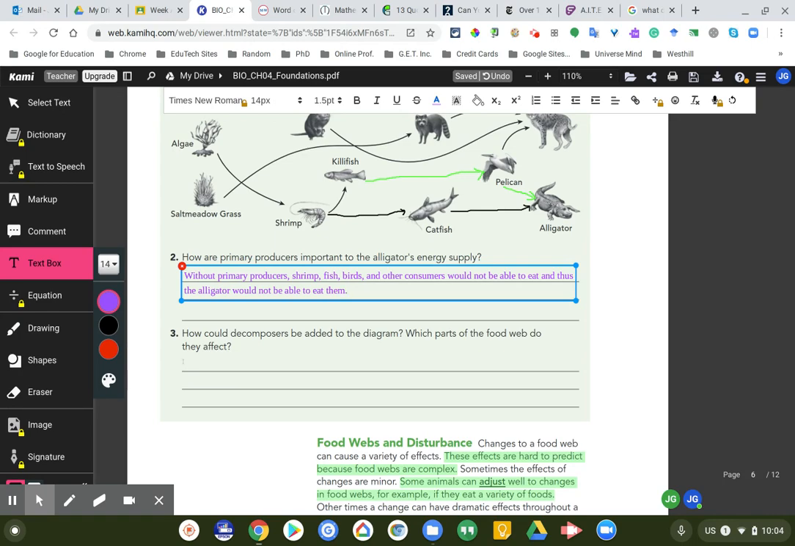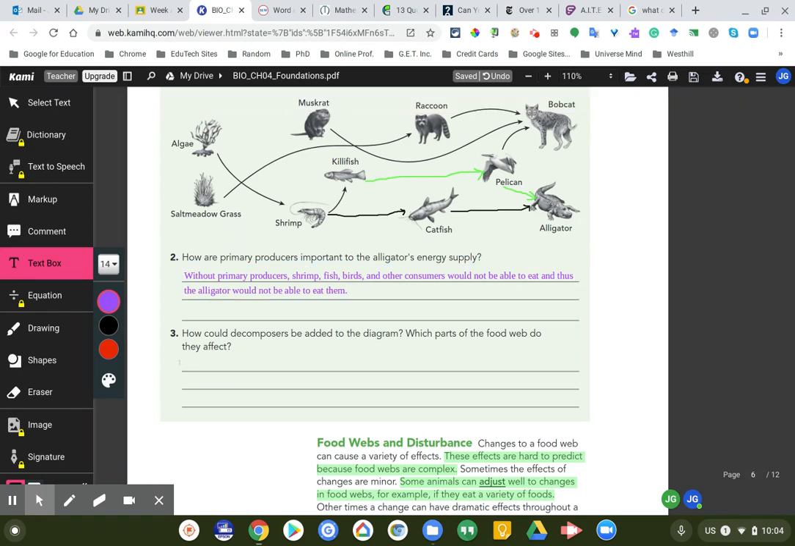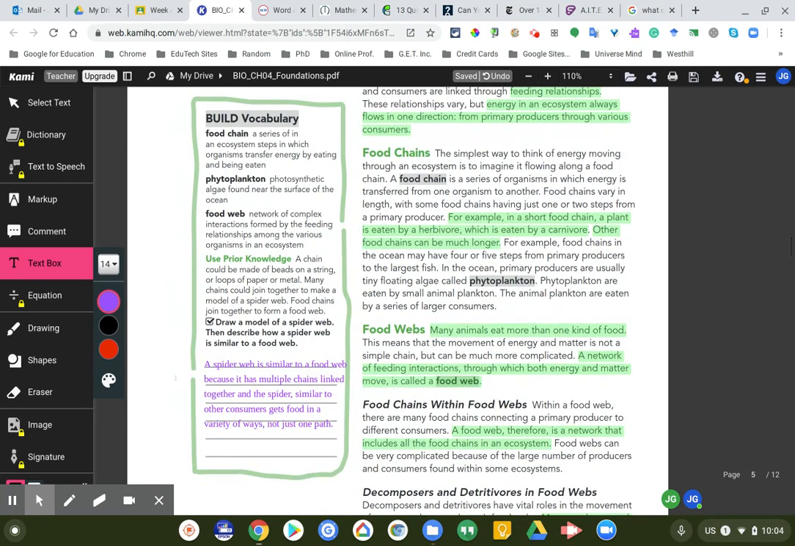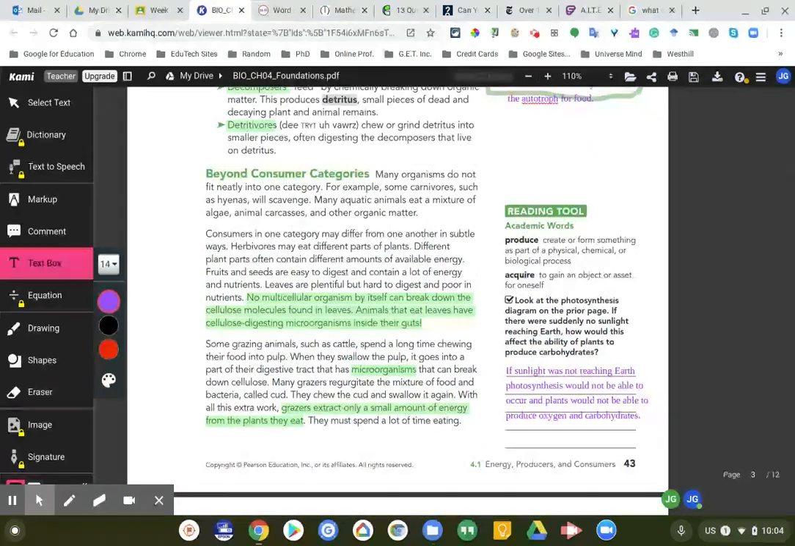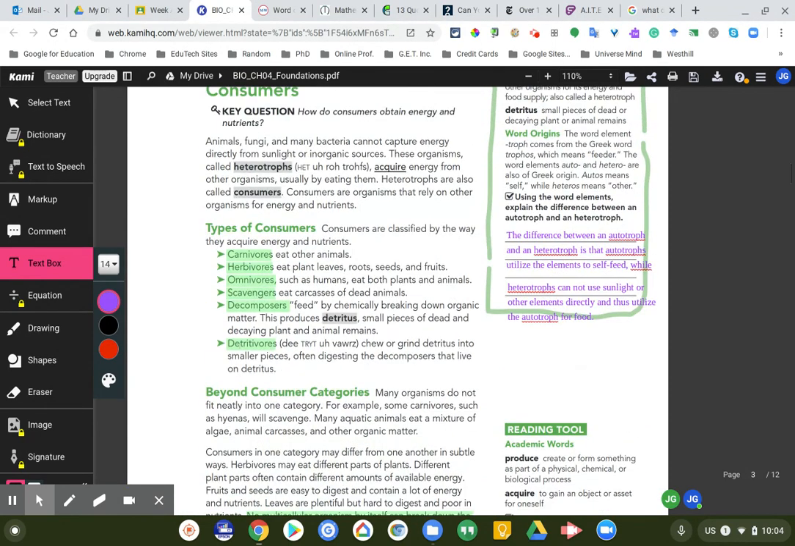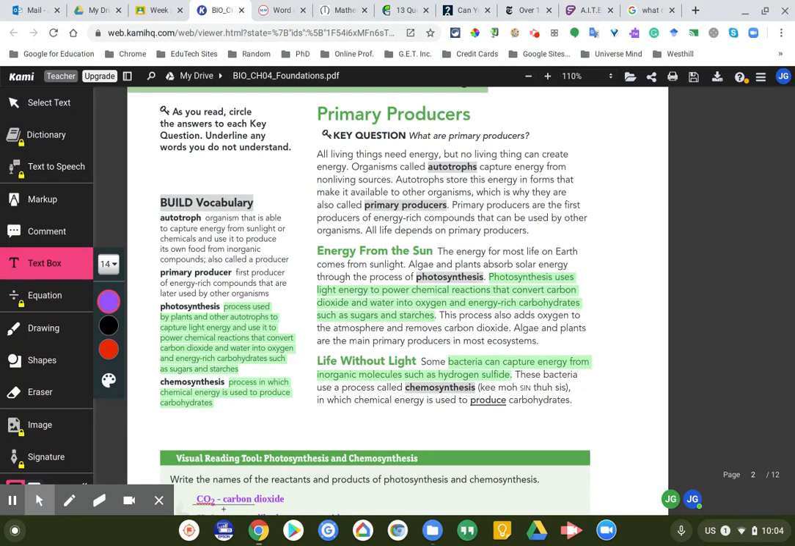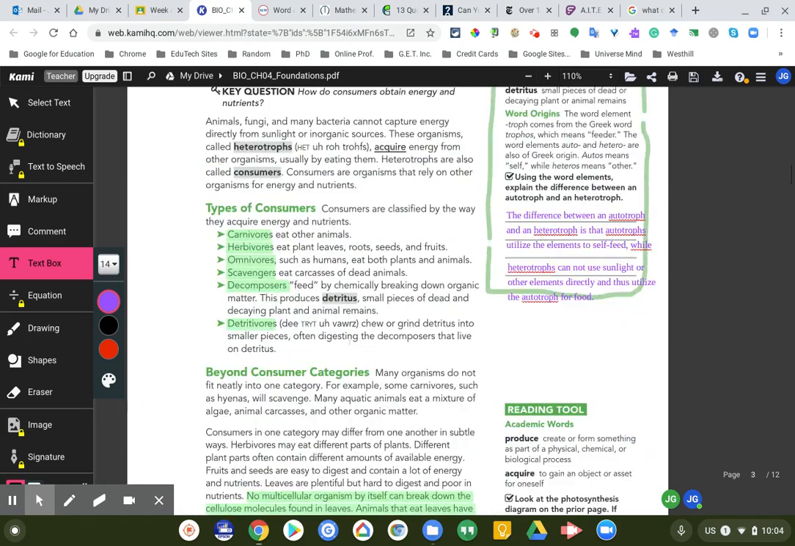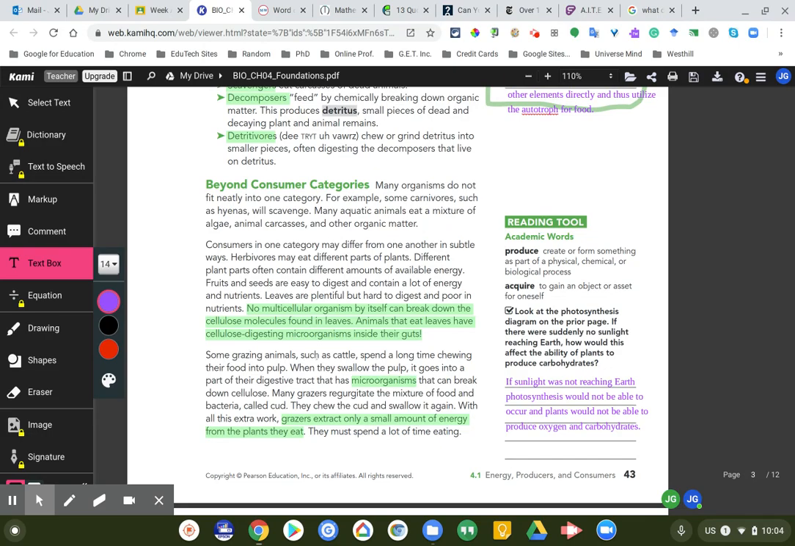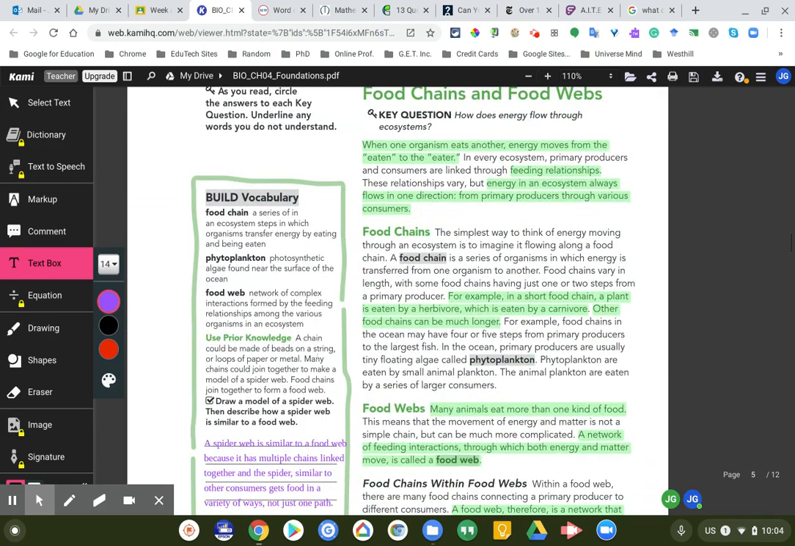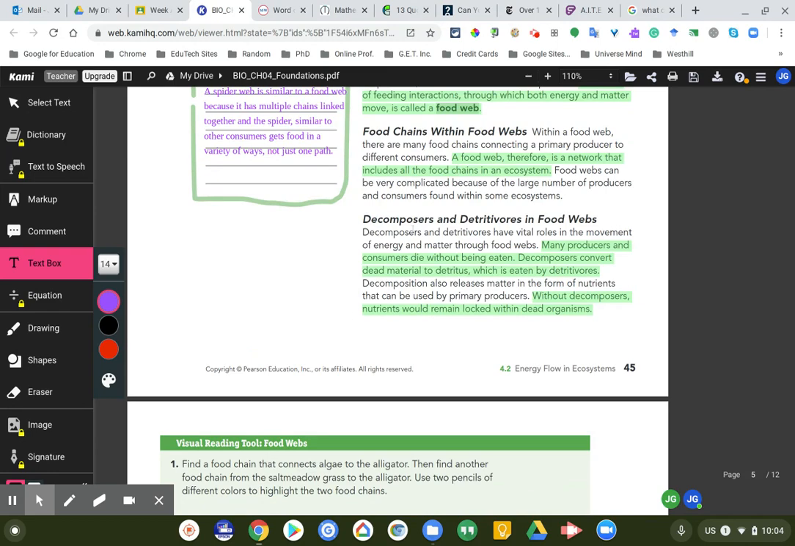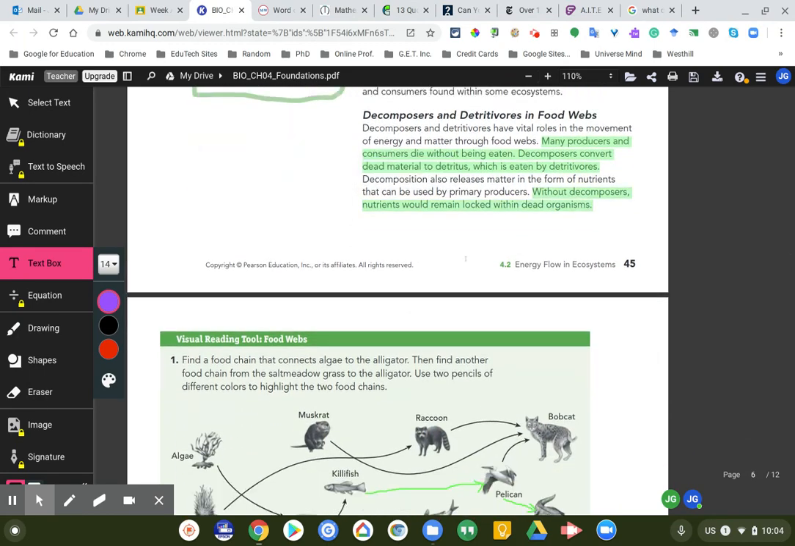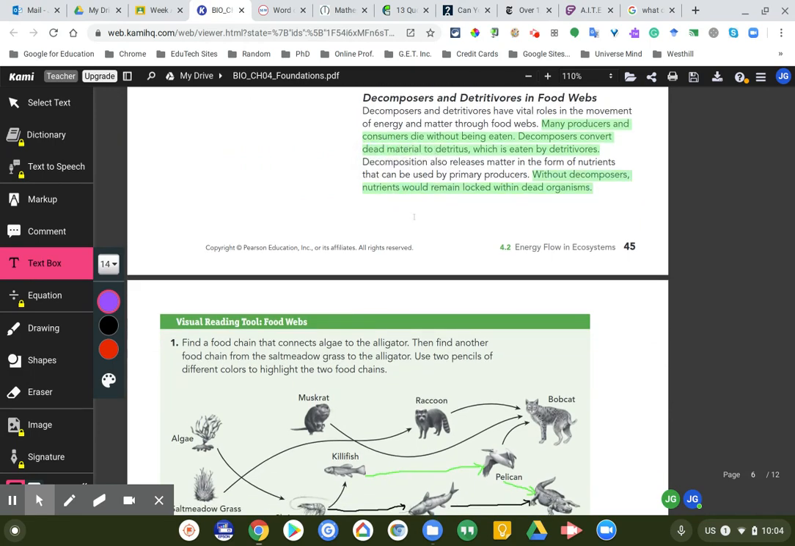How could decomposers be added to the diagram? Now, this is an interesting question, and here's how I answered this. I went back to decomposers and I looked and I said, okay, well, where are they? Decomposers, are they here? No, they're not here. They're not there. Where are the decomposers? There we go. So these decomposers, remember, the nutrients remain locked within the dead organisms.